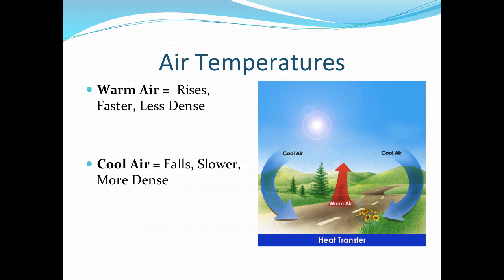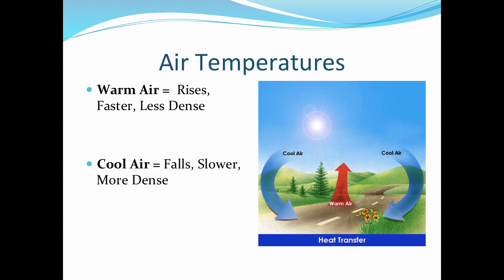Air temperatures. Warm air. These are the characteristics that describe warm air. It rises, it's faster, and it's less dense. Cool air. It falls, it's slower, and it's more dense. And this is a diagram just to show you that warm air rises, and cool air falls.